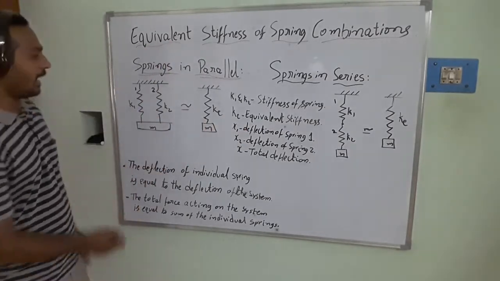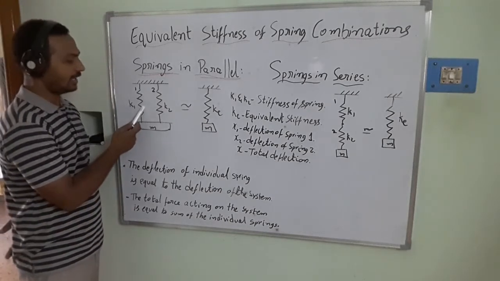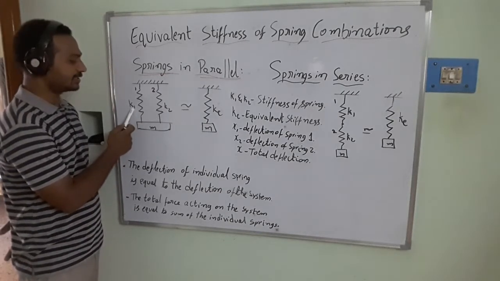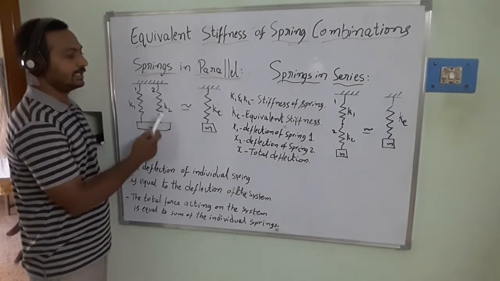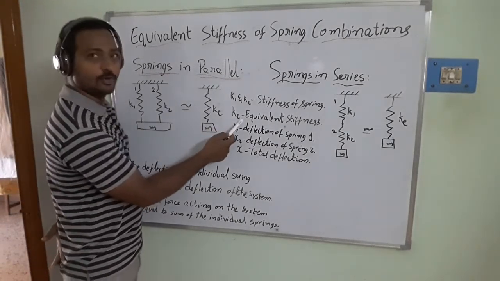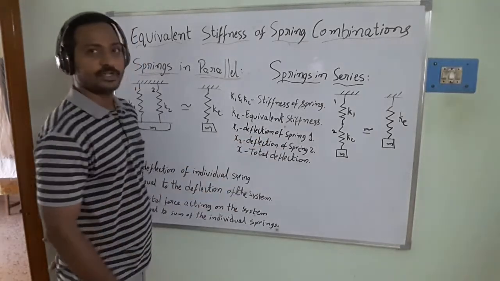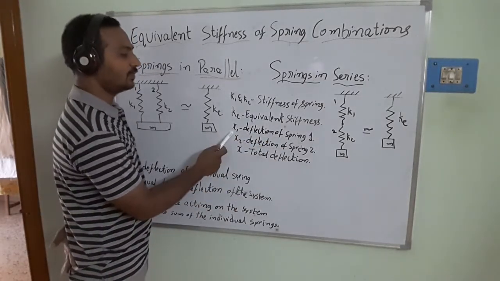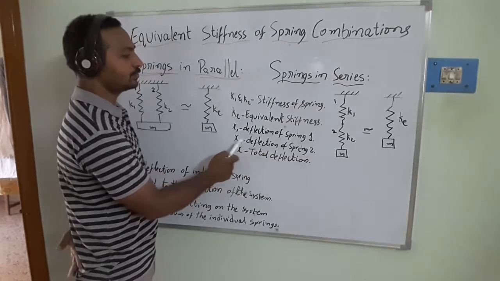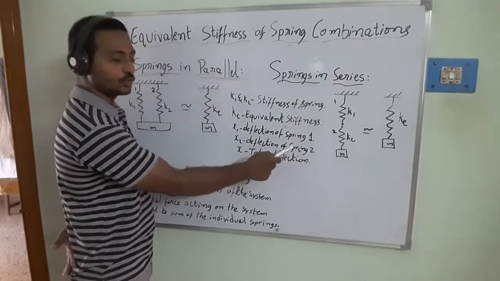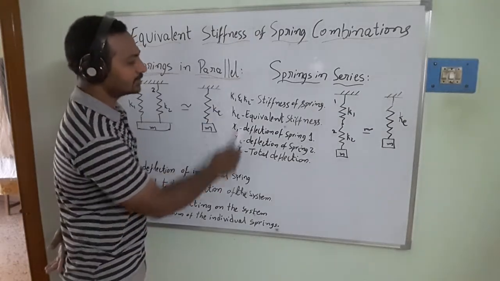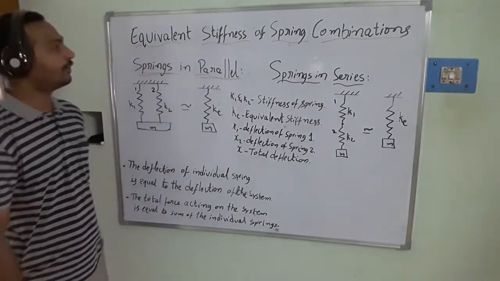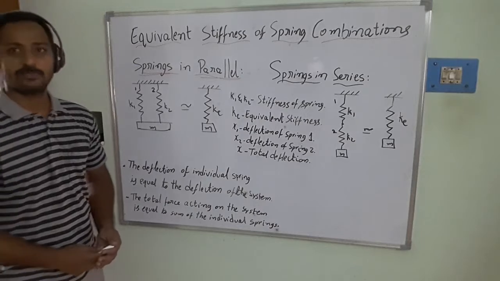For this one, I have taken two springs, K1 and K2, which are the stiffness of spring 1 and the stiffness of spring 2. Similarly, KE I am going to call the equivalent stiffness of the system. The next one, X1 is the deflection of spring 1, X2 is the deflection of spring 2, and X is the total deflection of the spring. These are some of the terminologies we are using for the derivation of the equivalent stiffness of the spring constants.